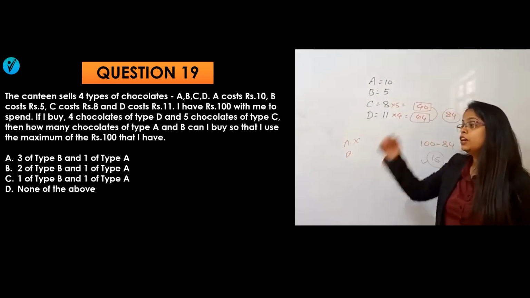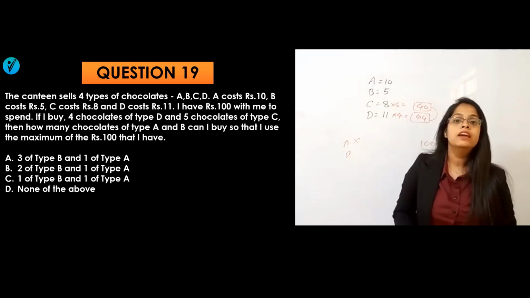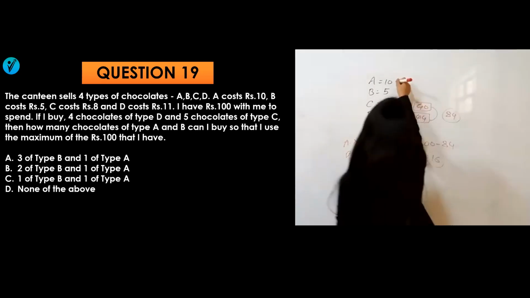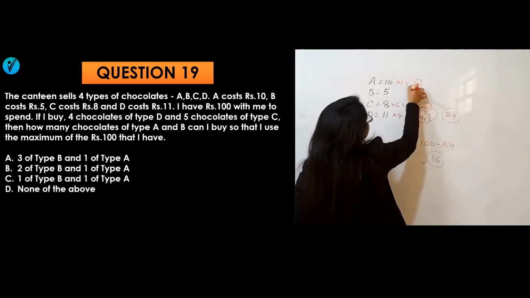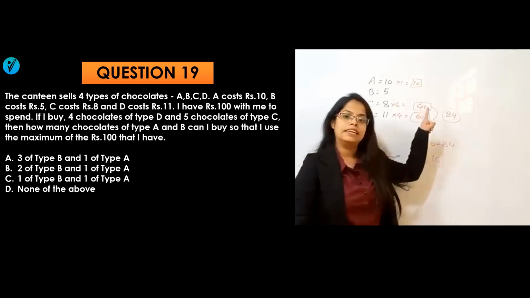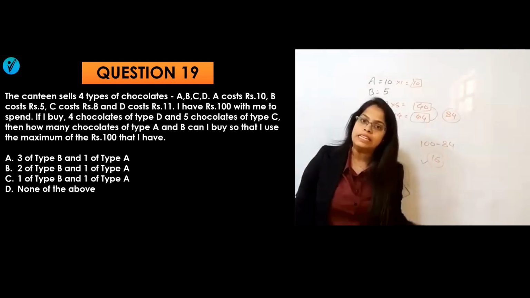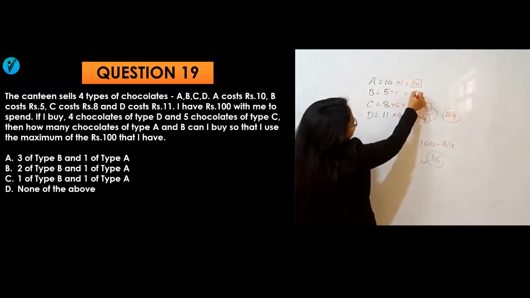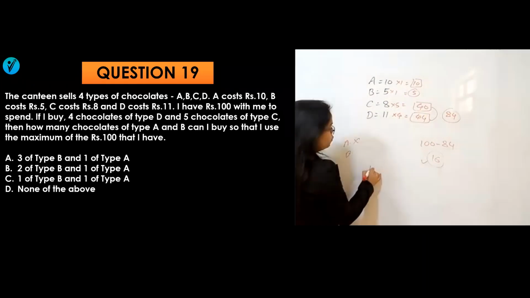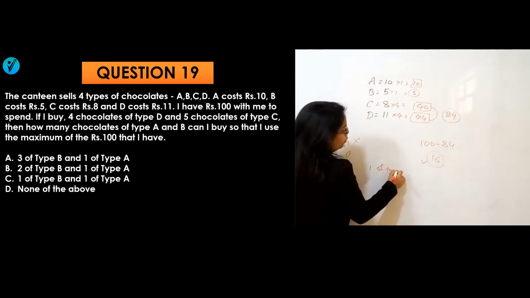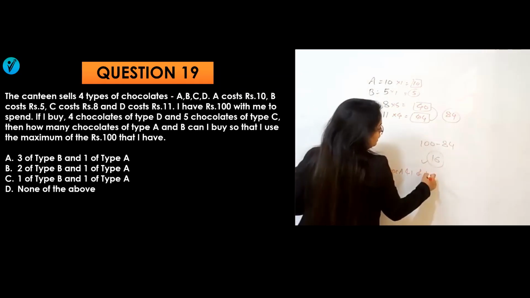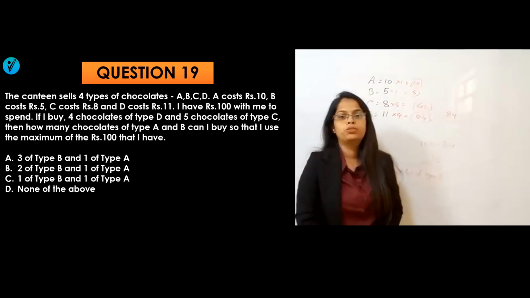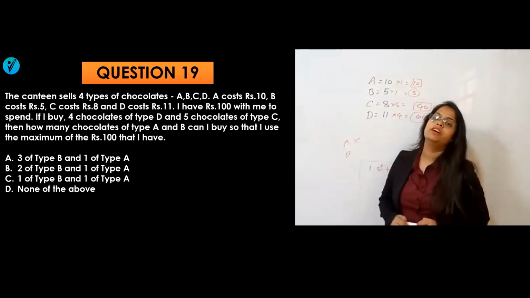Option number B is 2 of type B and 1 of type A. If I take 1 of type A, that means 10 rupees already spent. So out of 16, 10 is for type A, and I have only 6 rupees. With those 6 rupees, I can take only 1 chocolate of type B. So obviously 1 of type A and 1 of type B will be the answer. I can buy only one chocolate of both types. That is option number C, your answer.